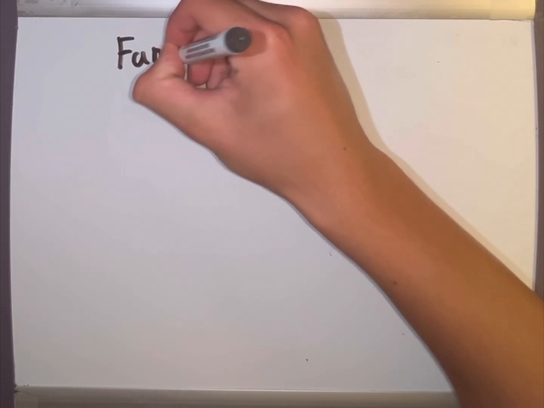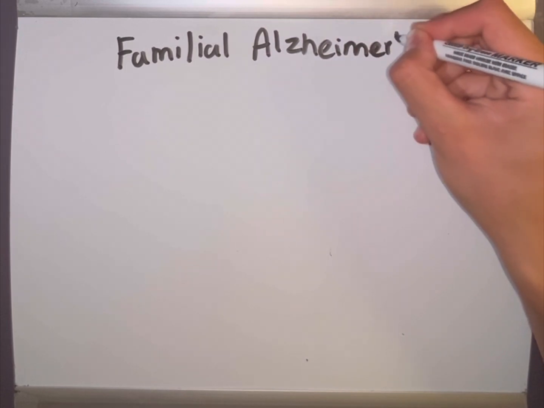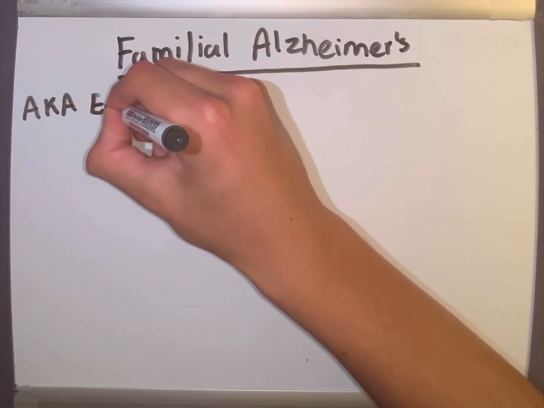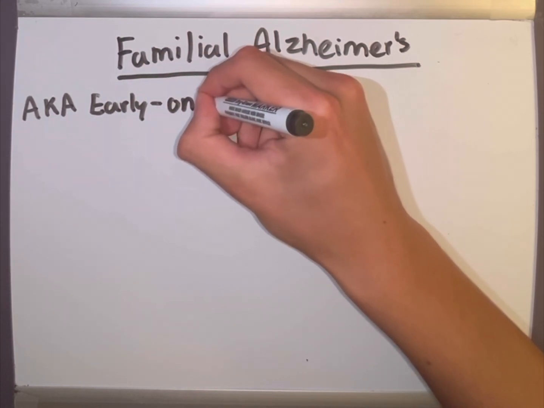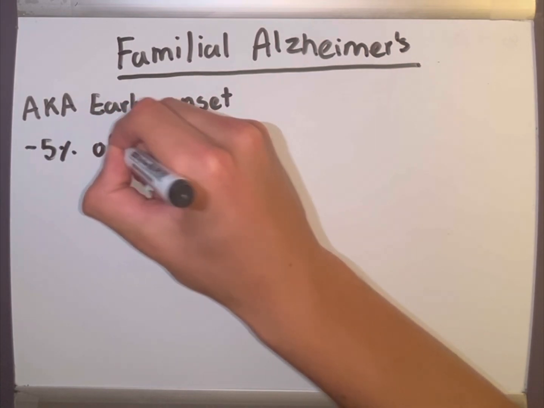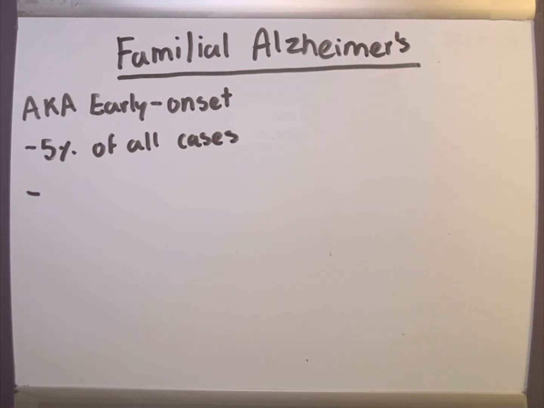Familial Alzheimer's, also known as early onset Alzheimer's, is a lot less common and accounts for only 5% of the cases, and it is characterized by an earlier age of onset, this being before the age of 65, and a more aggressive course of the disease. Several mutations can cause familial Alzheimer's, and they are usually inherited in an autosomal dominant pattern.